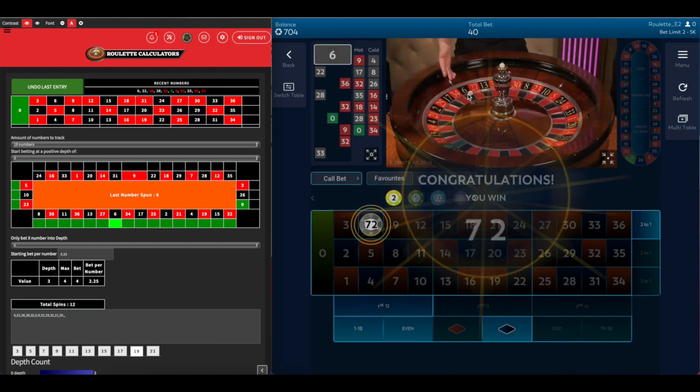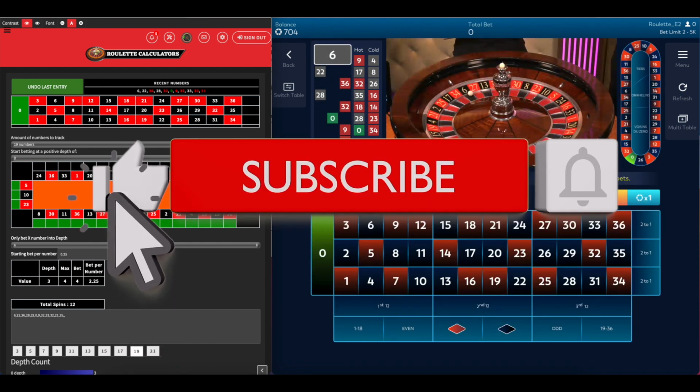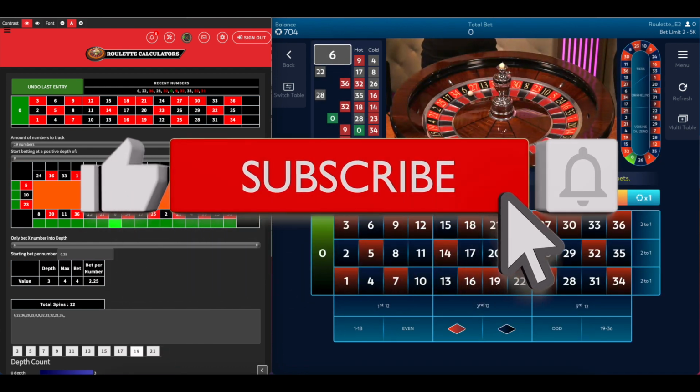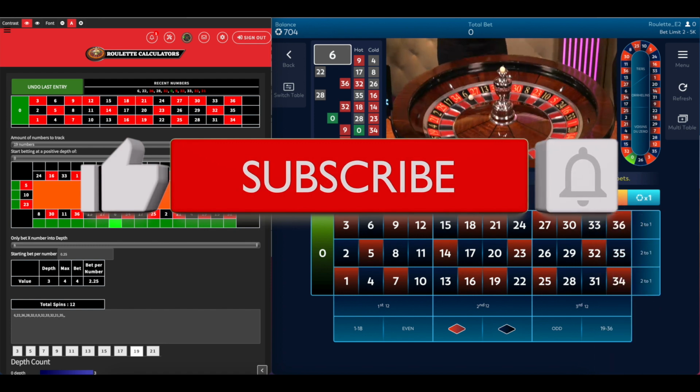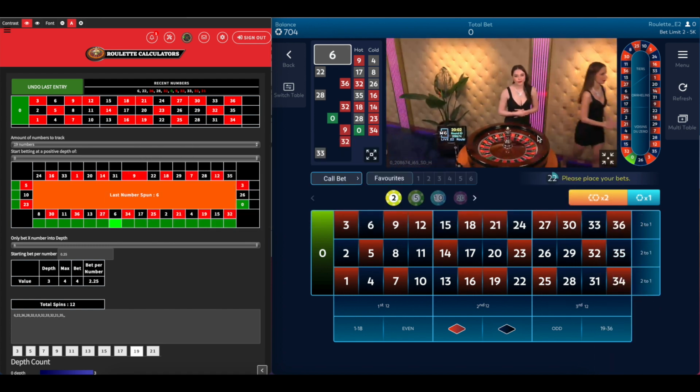They always slow the wheel down just to show you what it is on. So I mean, there is a certain level of genuineness about this. Unfortunately, we've had a dealer change, so I've just got one win. That's put me up to 704.